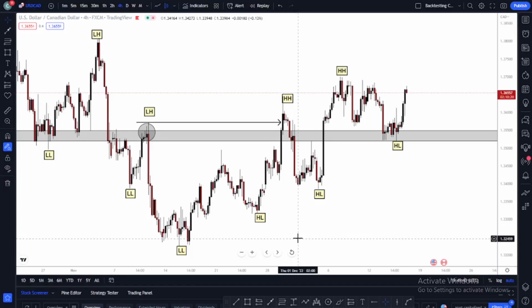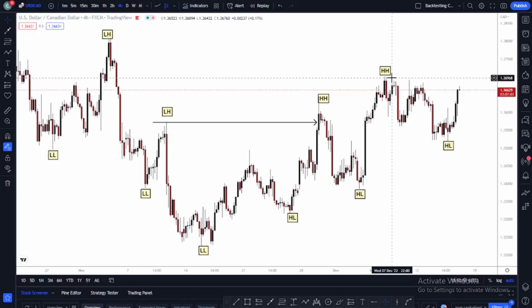But before we get right into this video, I just want to let you know the purpose of this video is to show you how to catch the retracement and the continuation of a trend at the same time. So please don't skip any parts. Watch till the end. So with that being said, let's get to business.